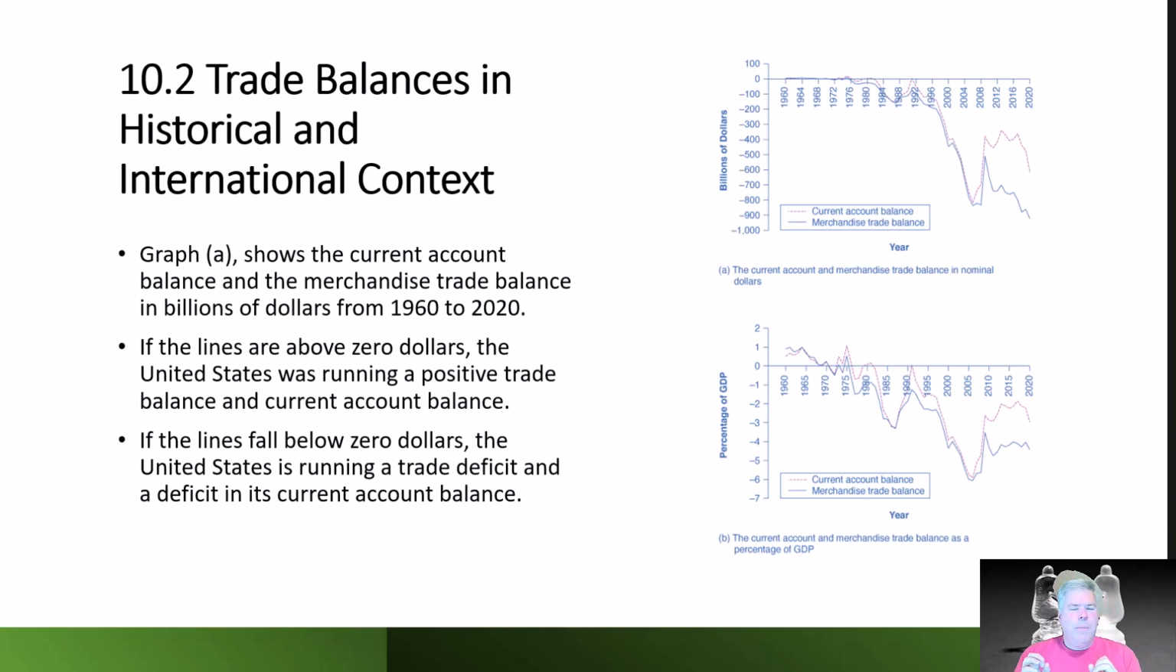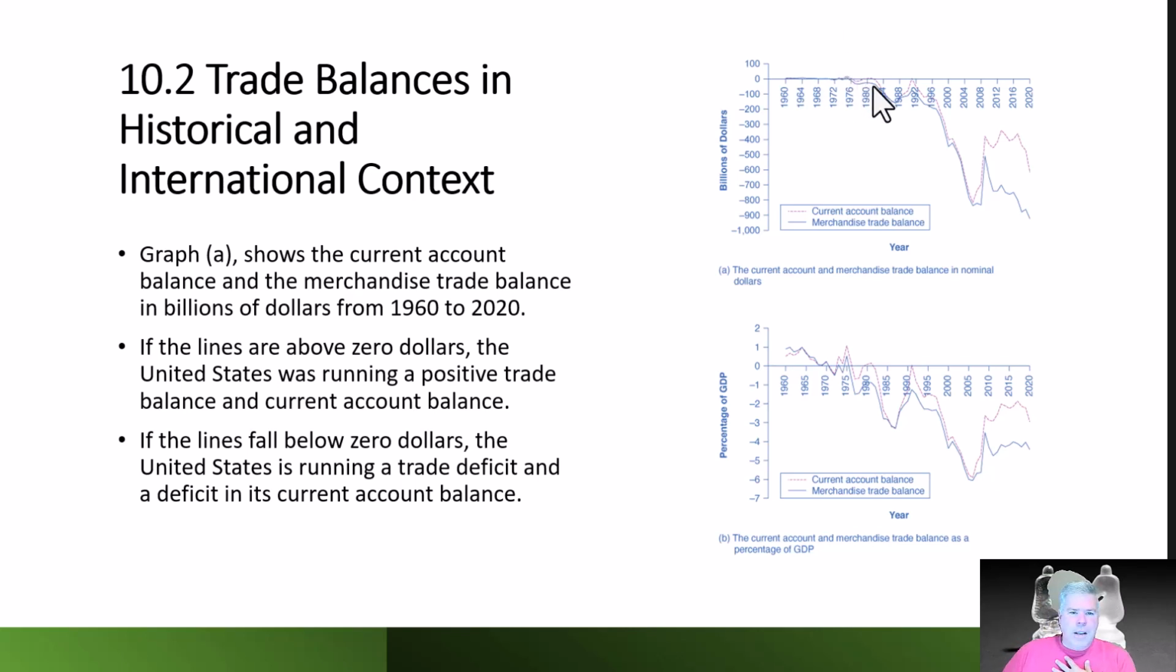When we look at trade balance in the historical and international context, and we go up here to graph A, it shows the current account balance and the merchandise trade balance in billions of dollars from 1960 to 2020. There's a few things to focus on here. The first one is that up until about 1976 to 1980, but really 1976, the United States current account balance was generally fairly stable at zero. So we were importing and exporting about equally.